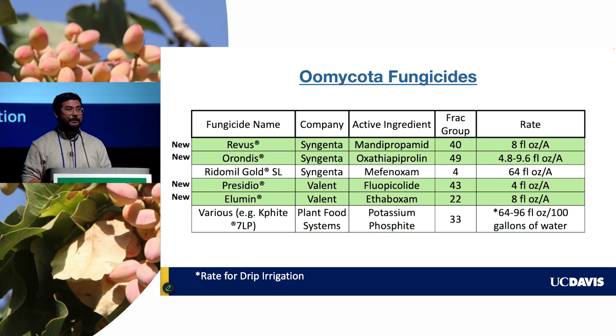We really want to expand the FRAC groups and expand those that are available to be registered for pistachio use. Those are highlighted in green. You have products like mandipropamid, oxathiapiprolin, fluopicolide, and ethaboxam, all of which belong to various different FRAC group numbers. And the overall goal that we wanted to evaluate is how effective they are in controlling this disease.